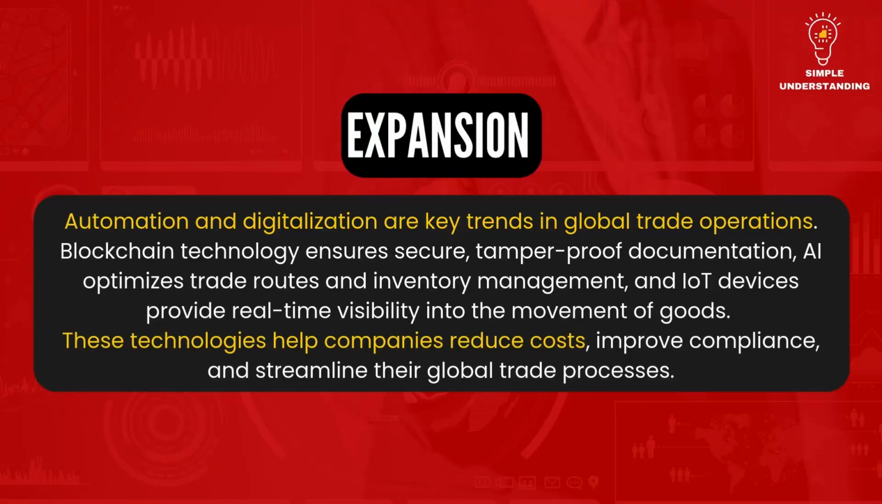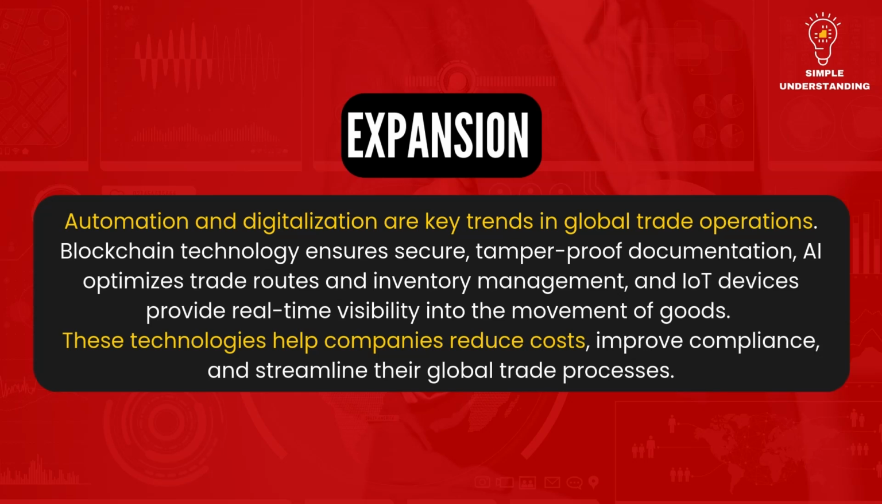Expansion. Automation and digitalization are key trends in global trade operations. Blockchain technology ensures secure, tamper-proof documentation, AI optimizes trade routes and inventory management, and IoT devices provide real-time visibility into the movement of goods.